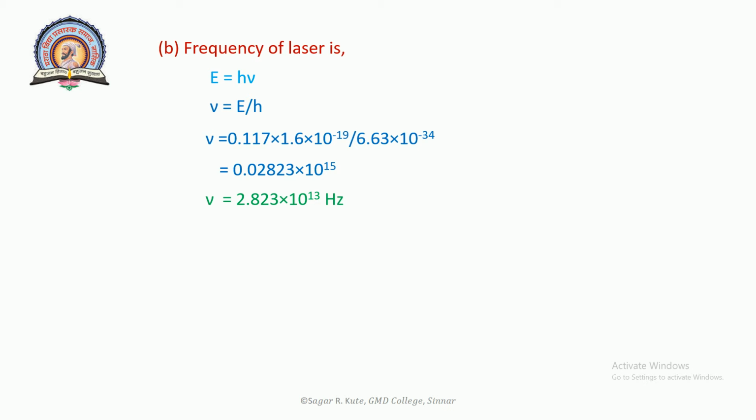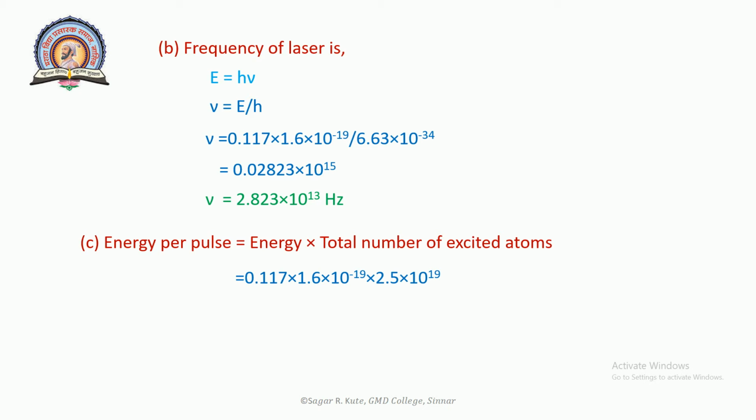Now third, we calculate the energy per pulse, which is equal to the energy into the total number of excited atoms, that is, 0.117 into 1.6 into 10 raised to minus 19, and the total number of excited atoms is 2.5 into 10 raised to 19. Solve this equation, and we get the energy per pulse as 0.468 joule. This will be the energy per pulse.